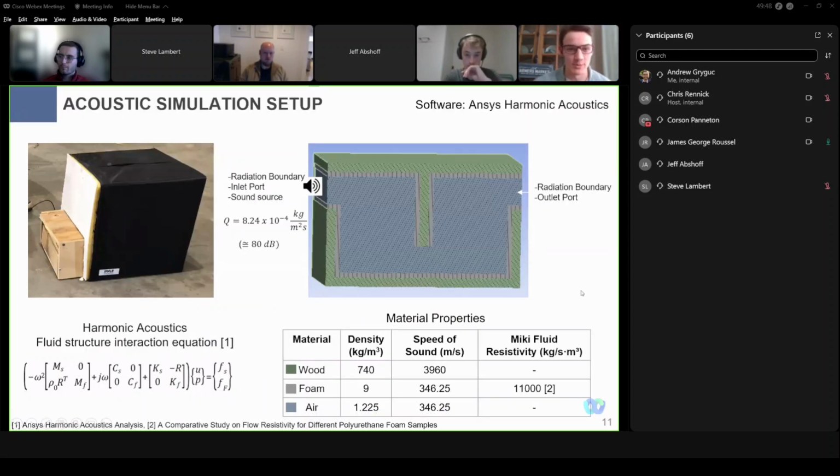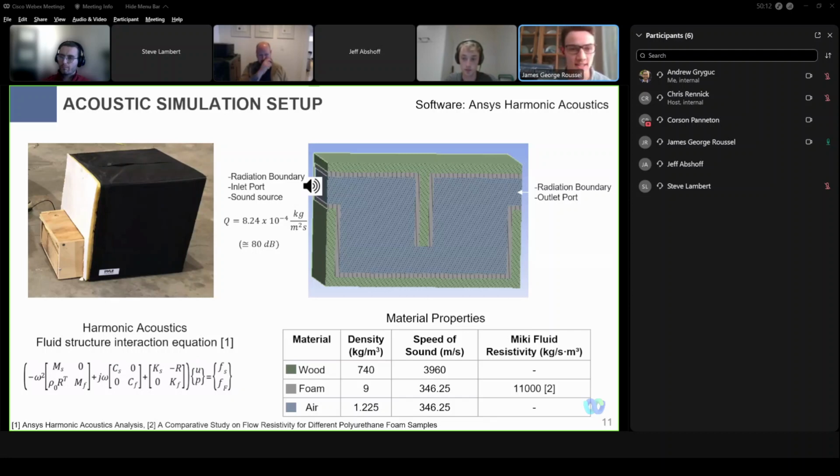Explain the setup a bit more, the left side was the inlet port, so that air face was defined as the inlet port, and then there was a sound source applied to it. And then both the inlet and outlet ports had radiation boundaries so that the air traveling to that face was just allowed to escape the model.